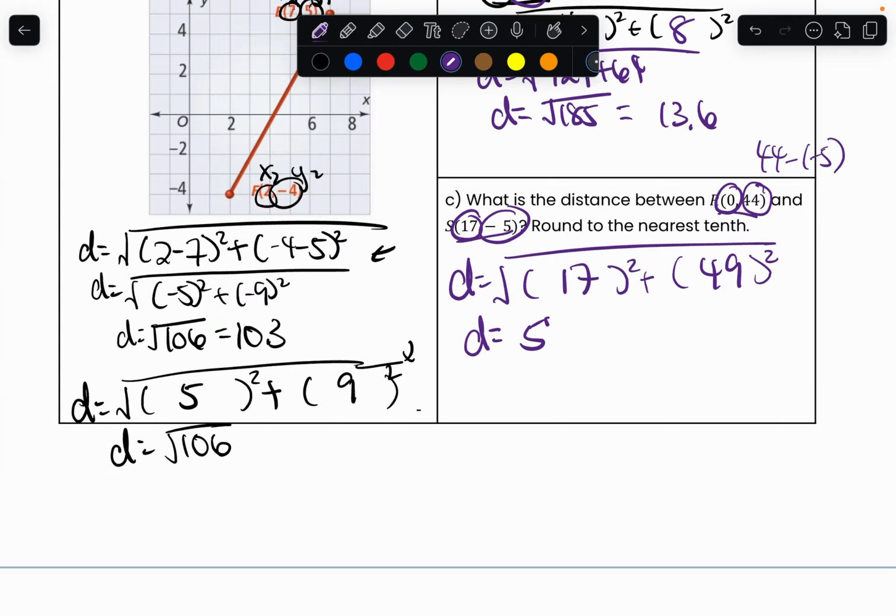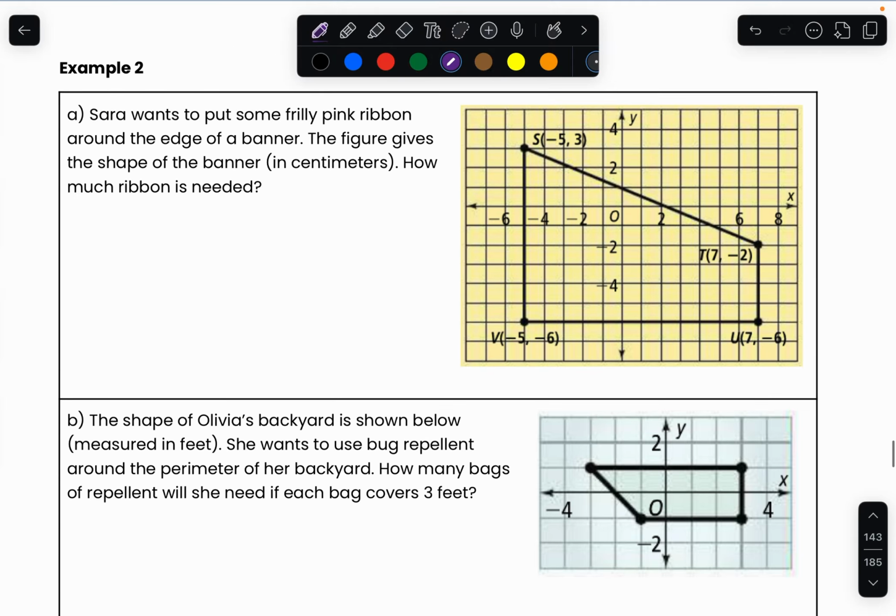Moving on. Now, question A here says Sarah wants to put some pink ribbon around the edge of a banner. The figure given shows the shape of the banner in centimeters. How much ribbon was needed? Now, on this question, it's basically asking us to find the perimeter here. So we're asking to find the perimeter.